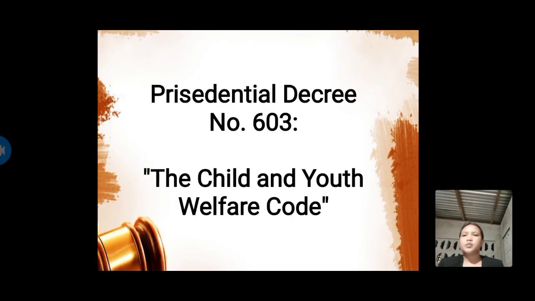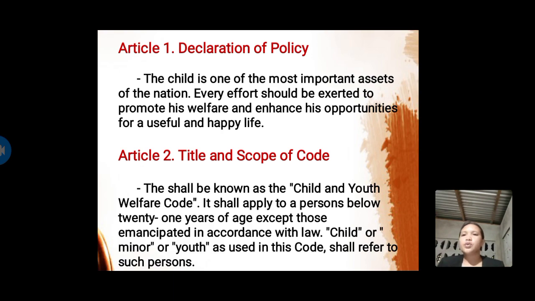Next, we have Presidential Decree number 603, or the Child and Youth Welfare Code. The declaration of this policy is that the child is one of the most important assets of the nation. So every effort should be exerted to promote his welfare and enhance his opportunities for a useful and happy life.